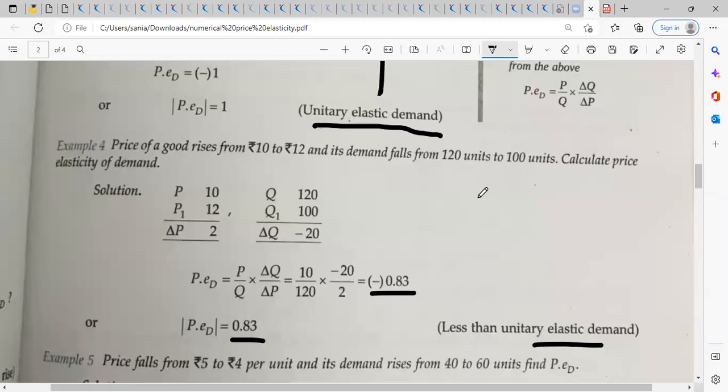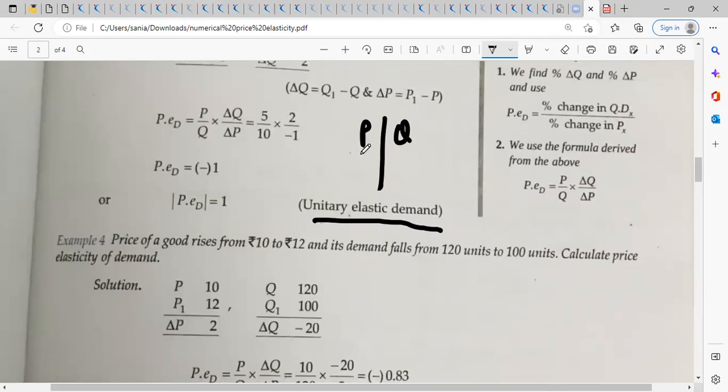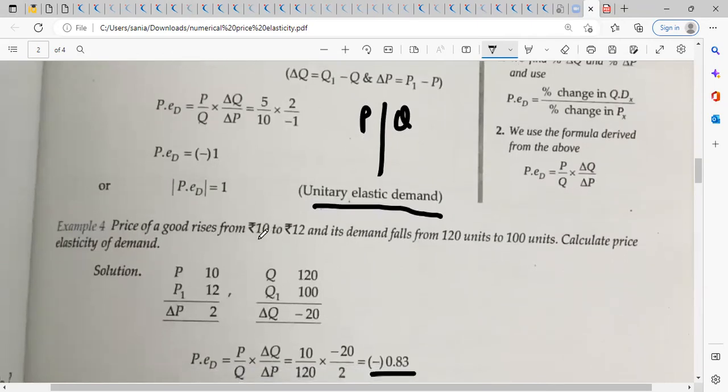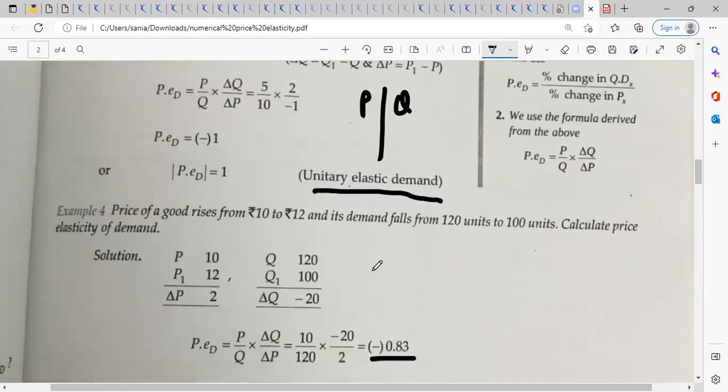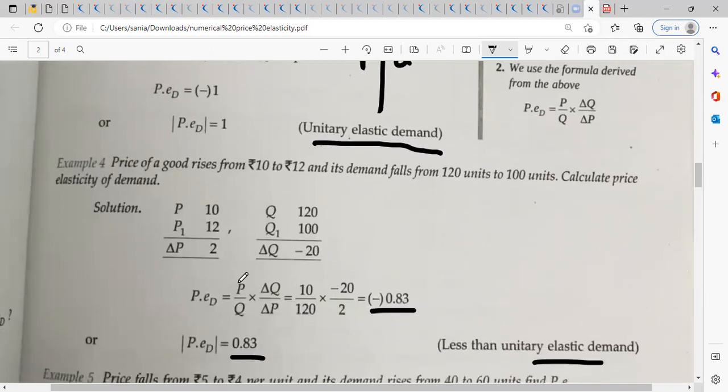See, simply make a table like this. Over here nothing about percentage is given, so that means you have to use the second formula. You have P, delta P, Q as well as delta Q. Put in the values and simply get the answer. Just focus on the calculation part.